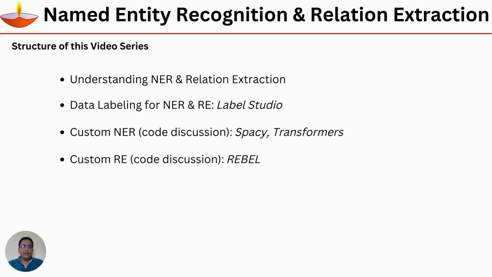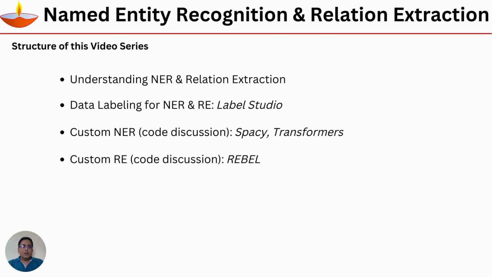Well, in the previous video, we embarked on a new video series which will be focusing on named entity recognition and relation extraction. This is the structure that we laid out. So we had covered the first two bullet points, essentially understanding NER and relation extraction, and data labeling for NER and RE using Label Studio. These two bullet points we covered in the previous video. If you have not watched it, please do watch it and then come back to this video.